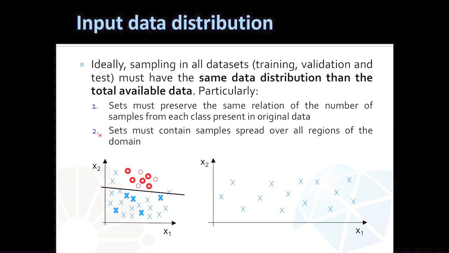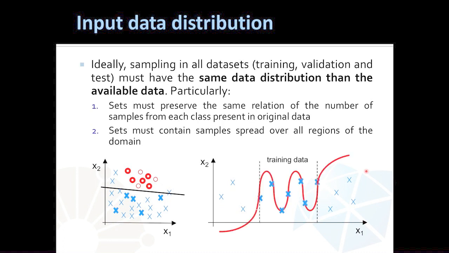2. Sets must contain samples spread over all regions of the domain. Suppose that I have these data points as my available data. If I choose my training set points only in one region of the domain, the learned model will never be able to learn in these blind regions. In other words, it is extremely important that all the sets, training, validation, and test, always keep the same distribution of the available data.